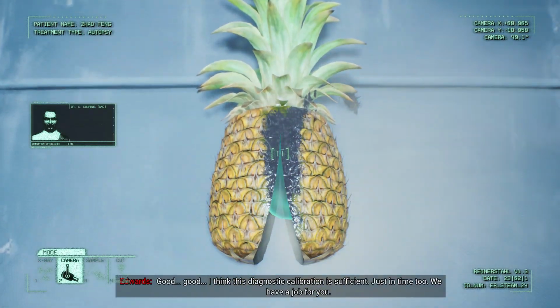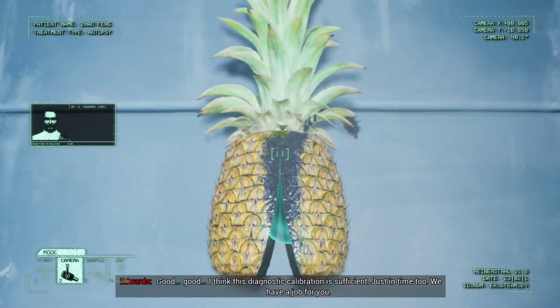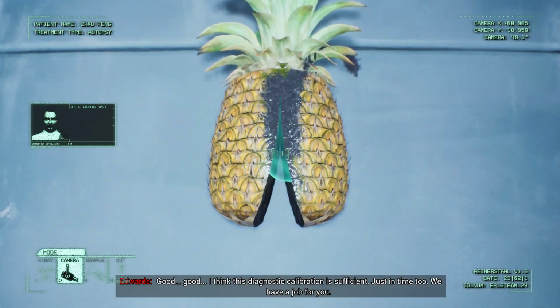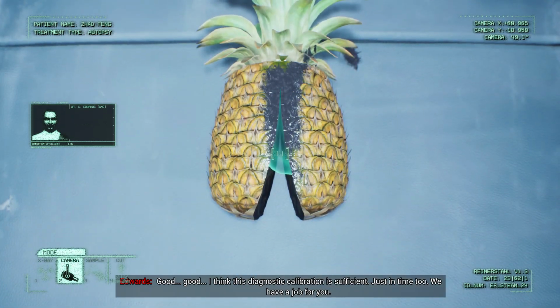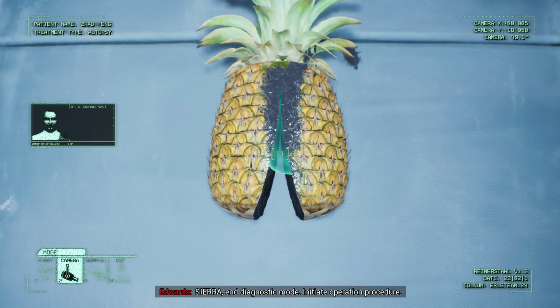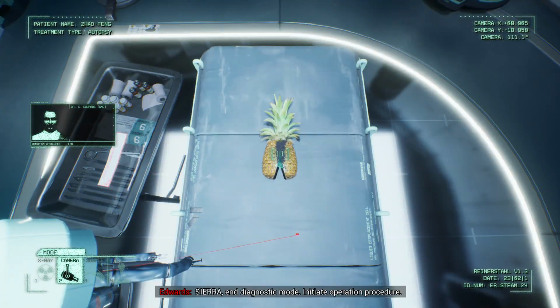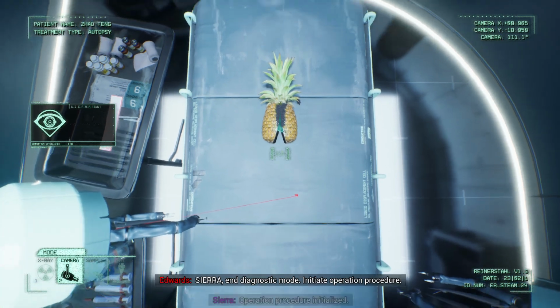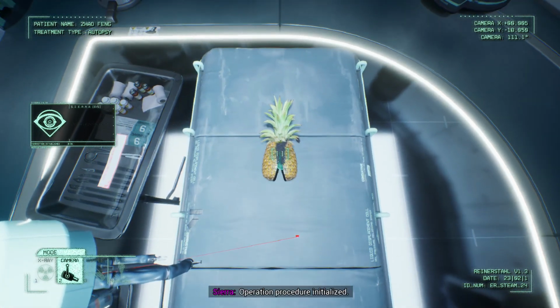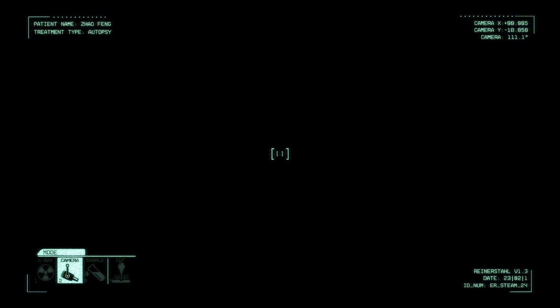Good, good. I think this diagnostic calibration is sufficient. Just in time, too. We have a job for you. Sierra, end diagnostic mode. Initiate operation procedure. Operation procedure initialized. Refugees picked up from the Heki.